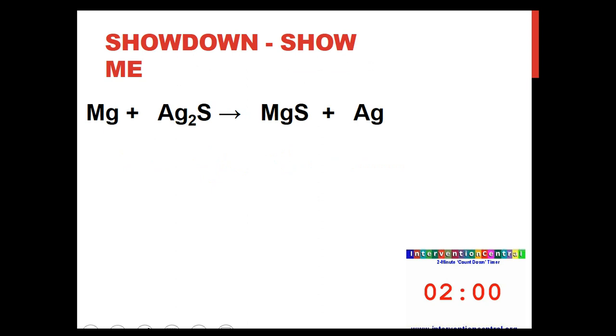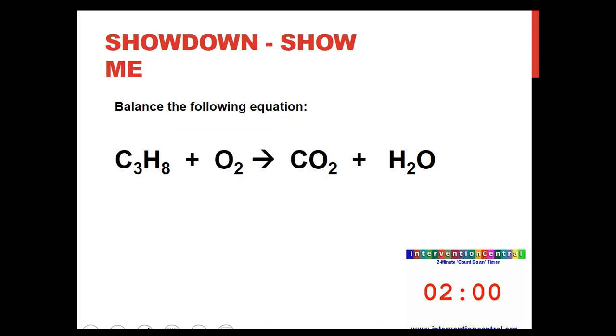Let's see if I have another one I can do. I have 1 Mg, I've got 1 Mg. I've got 2 Ag's, I now have 2 Ag's. I have 1 S, 1 S. That one was too easy. Let's try another one. 3 carbons, 3 carbons. This one might be a little tricky, so bear with me. 8 hydrogens, 8 hydrogens. I've got 2 oxygens here, but I have 3 times 2 is 6, 9, 10 oxygens on the right. So what times 2 gives me 10? 5.